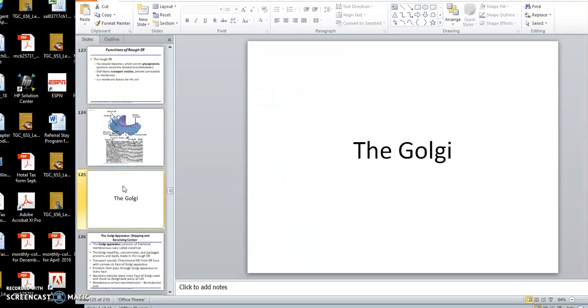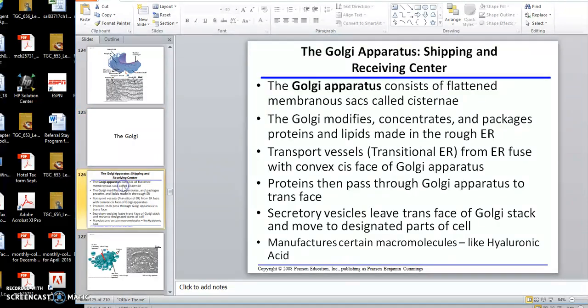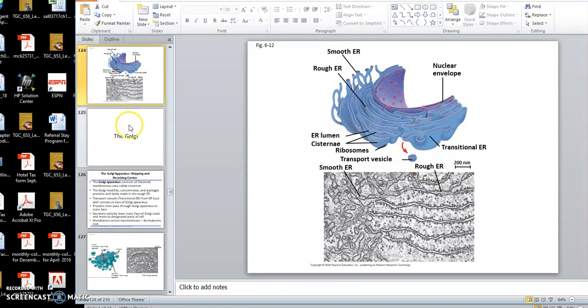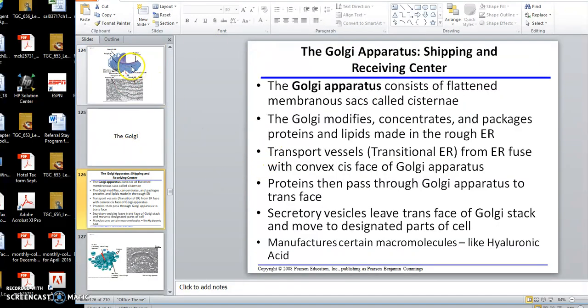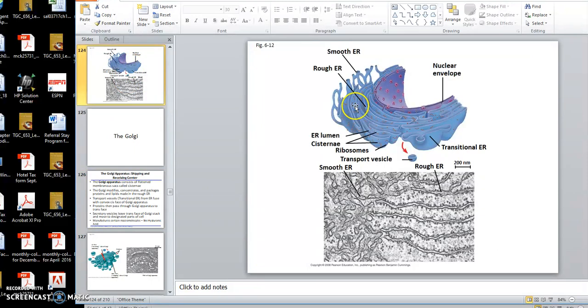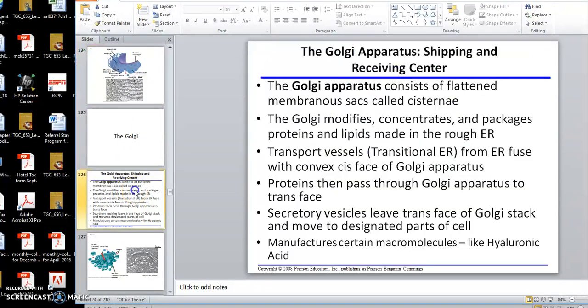We go next to the Golgi. The Golgi, from a person's name, Golgi, the Golgi consists of flattened membranous sacs called cisternae. The Golgi can modify, package, sort, and secrete, let's say, material that comes from the endoplasmic reticulum. So what the Golgi gets comes from the endoplasmic reticulum, the rough ER.